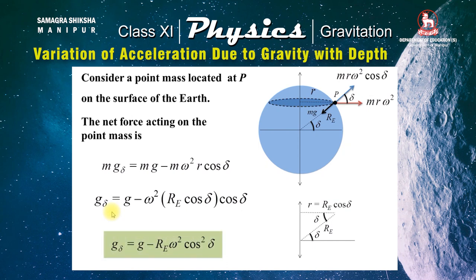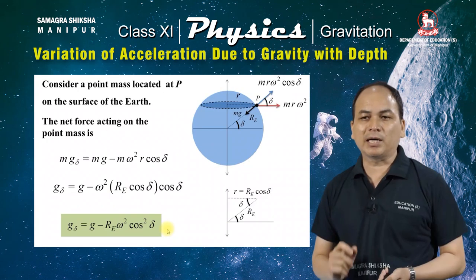So the variation of the value of g due to the rotation of the earth is g prime equals g minus R e omega square cos square delta. So due to the rotation of the earth, the value of g changes, and obviously it changes from place to place.